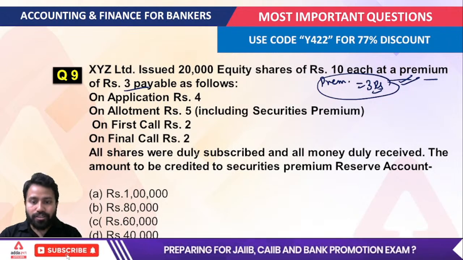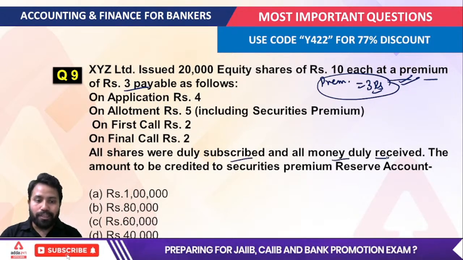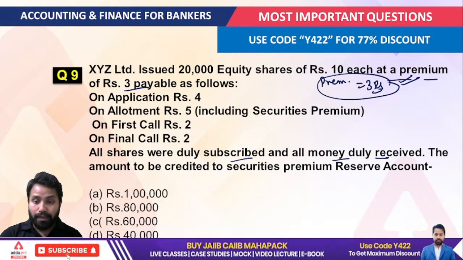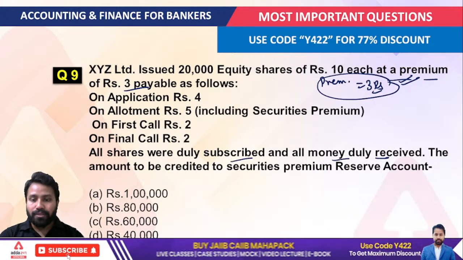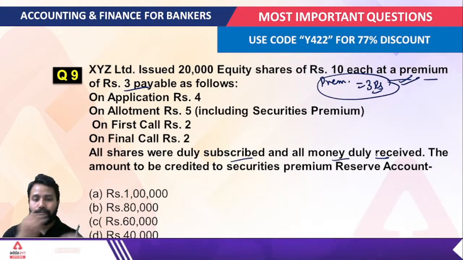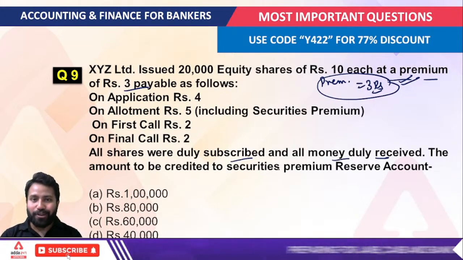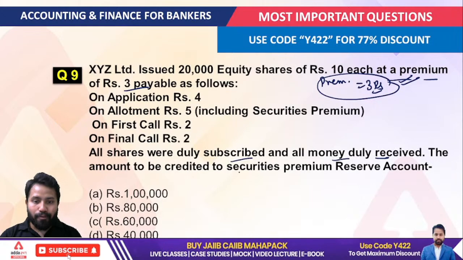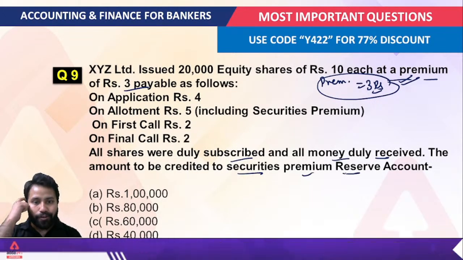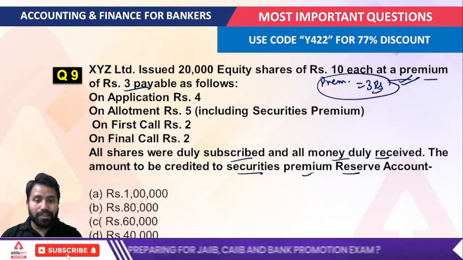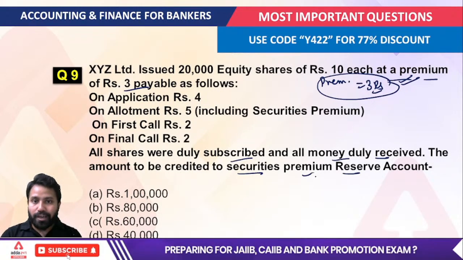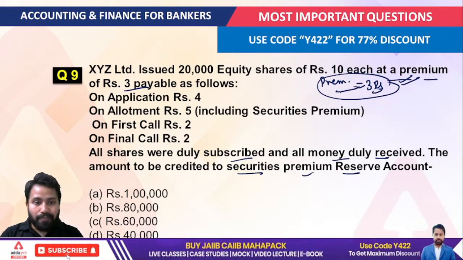Okay, all shares were duly subscribed and all the money duly received. The amount to be credited to the securities premium reserve account, that you have to find out, right? So how to calculate this? Look here, what you have to calculate is what amount is going to the securities premium reserve account, and you can know that this 10 rupees would never be credited into this. Only the premium amount is going to be credited into this.